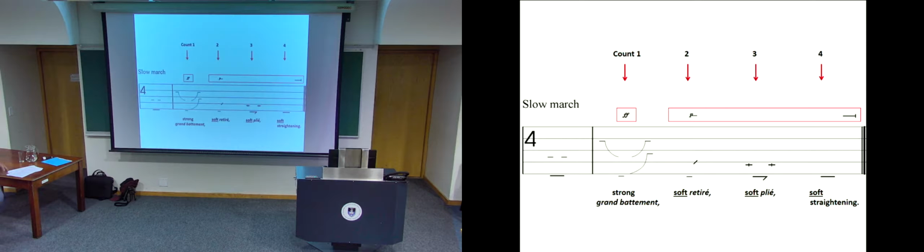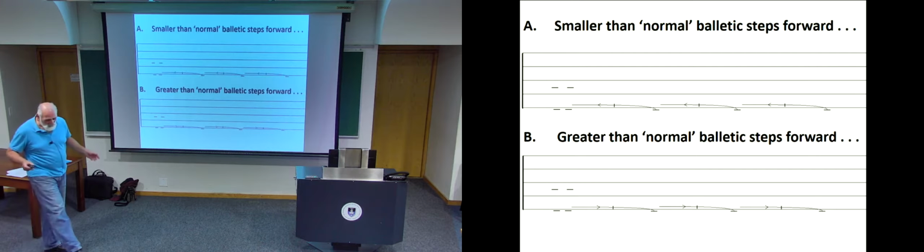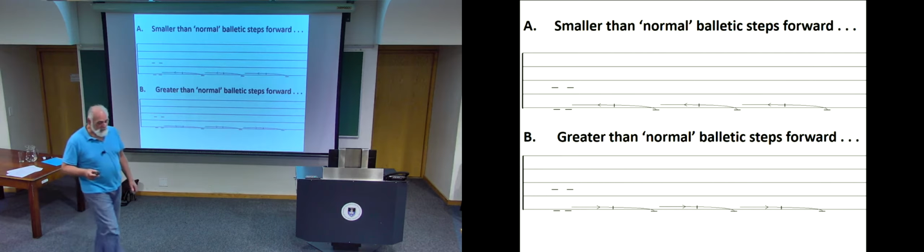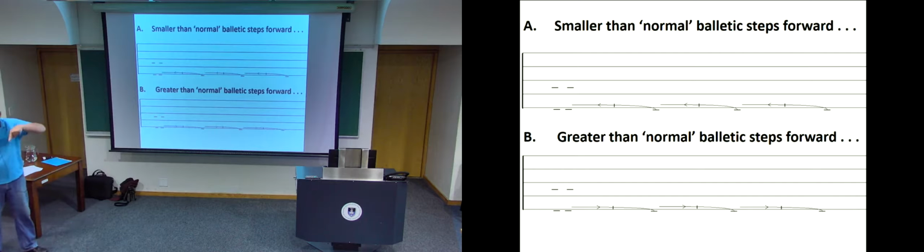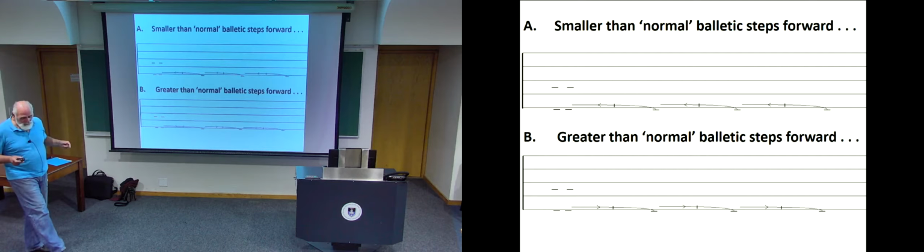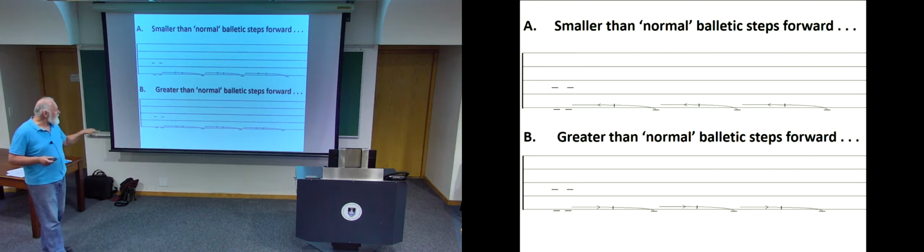Here we've got, on count one, if the dynamic is loud, like strong, and smooth down. Here we've got smaller than normal balletic steps. So balletic steps are normally over the arc. We normally walk where the foot is pointed. If you see people walking like this, it's not good. It's wrong. You should always be walking over the arc of the foot. From there, it goes there. And sometimes it goes further than that.